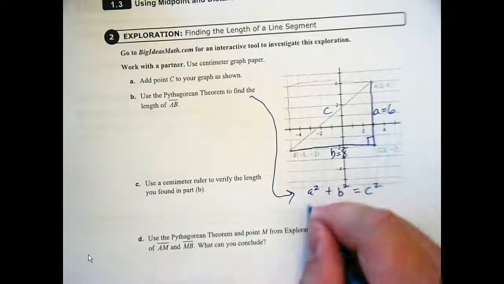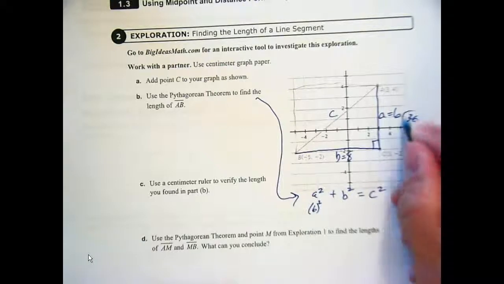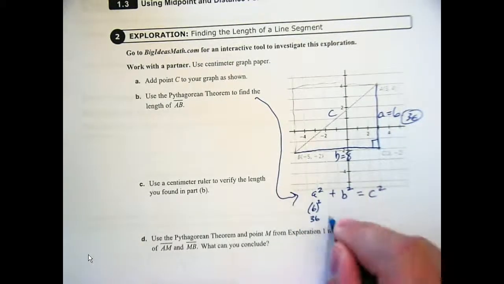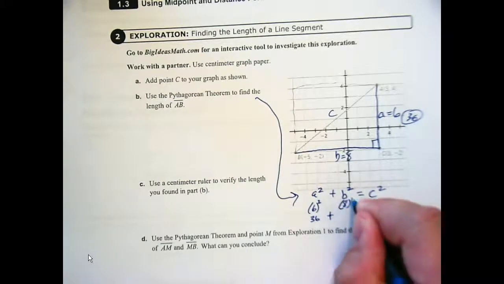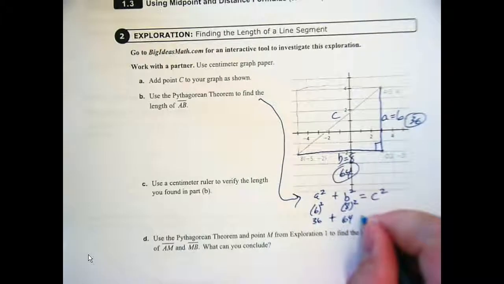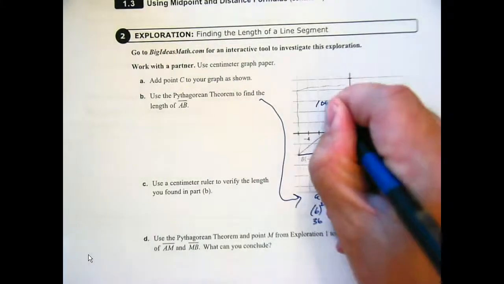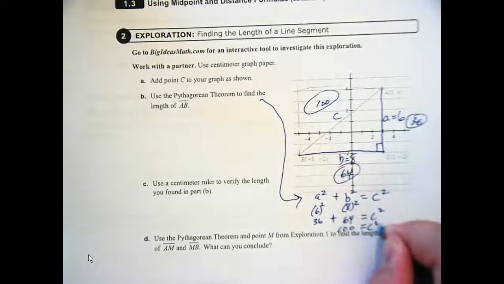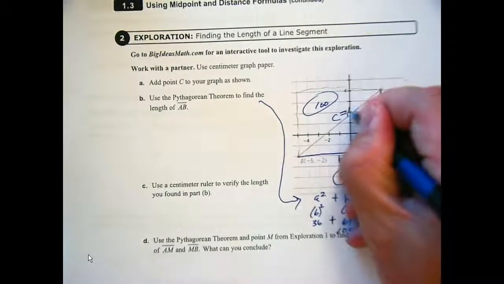Okay, in this case, that would be 6 squared, or 36. I'm going to write that right there, just so I remember it goes with that side. And B squared, or 8 squared, which is 64. I'm going to write that there and circle it. What's 36 plus 64? 100. And that's this side squared. Good, C equals 10. Okay, that means this equals 10.